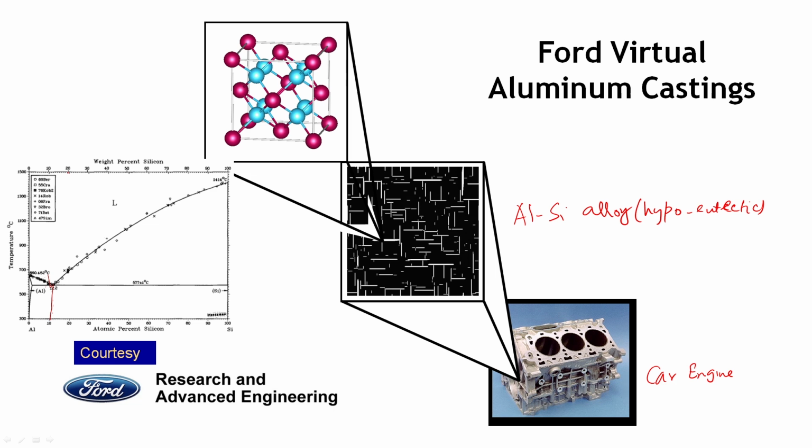And this is what will form a microstructure: an aluminum matrix with aluminum-silicon eutectic, in which silicon appears as plates, as you can see here. Thanks to Ford for this slide that we can share with you. We should be able to correlate the properties of the car engine with the microstructure, so we can actually try to develop virtual aluminum castings without doing any experiments.